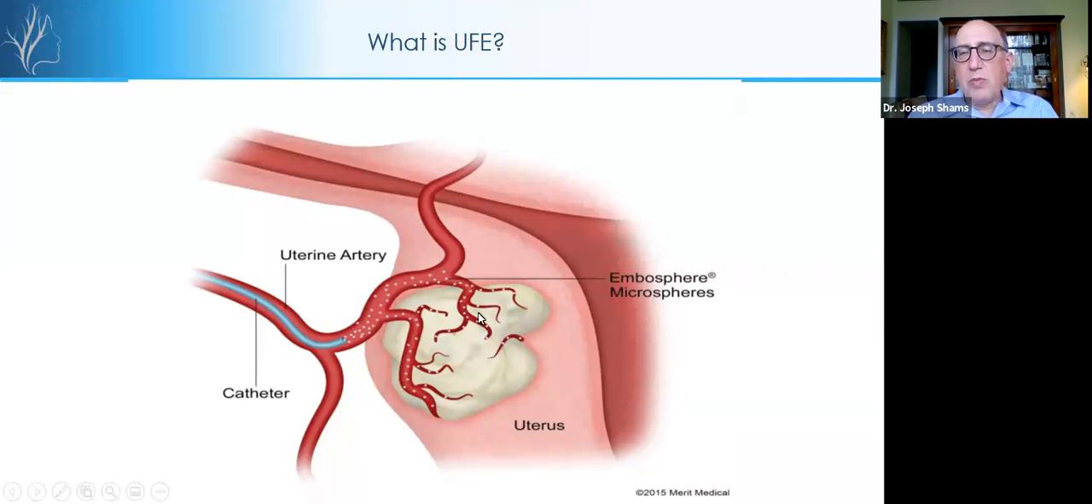And when you knock off the blood supply to the fibroids, you effectively kill the fibroids. And that's the whole idea behind a uterine artery embolization. So a catheter is inserted into the groin artery, usually under fluoroscopic guidance, so it's a tiny little puncture hole. The catheter is threaded under the X-ray into the blood vessel supplying the fibroids, and then these tiny little microspheres are injected into the blood vessels to basically kill the fibroid.